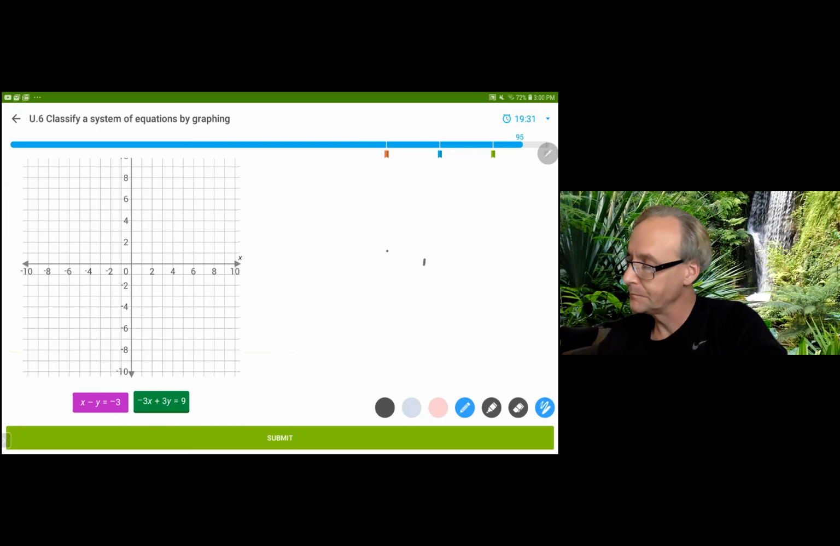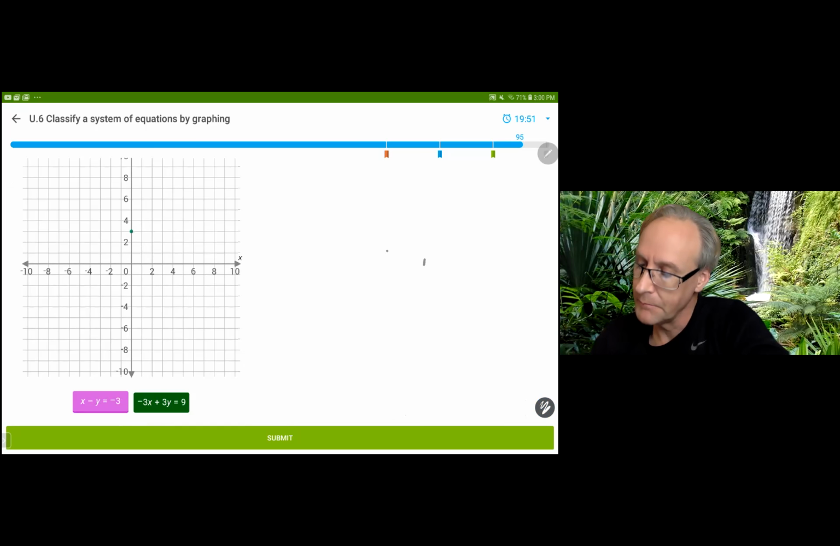So let's graph them. For whatever reason, I like the green equation better than the purple one. Most people would say, no, no, no, I like the purple one better. It doesn't matter. It's the same deal. So I'm going to graph it using the intercepts. I'm going to let x equals 0, and then my y is going to be 3, so 0, 3. If it makes more sense to you to do it the other way, it's fine. I'm going to let my y equal 0, and in this case, my x is negative 3. So there's my green equation using the intercepts.